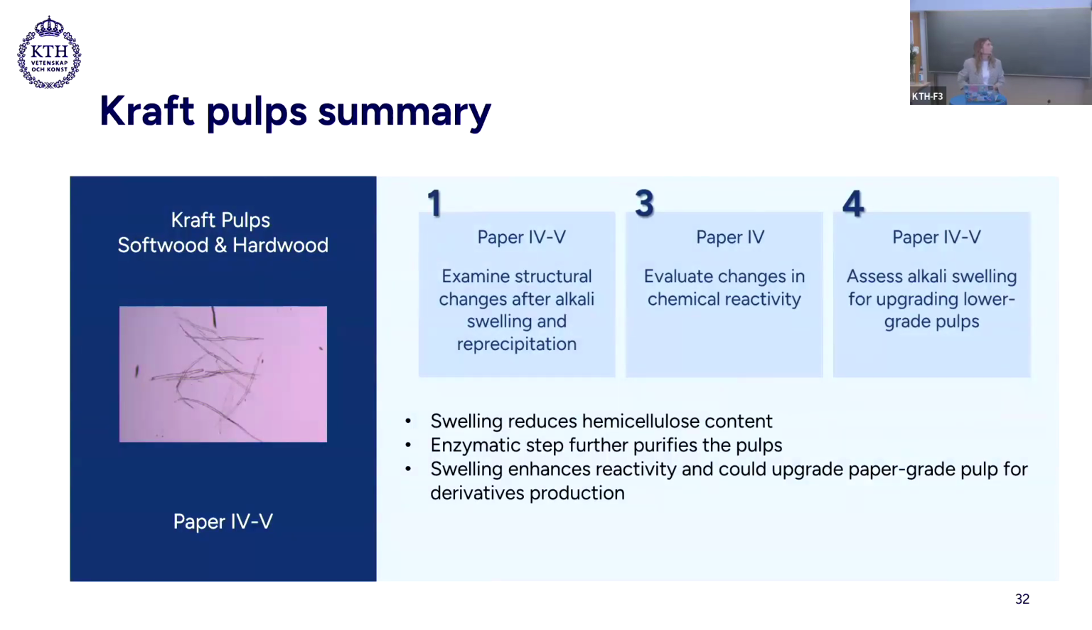So to conclude about the kraft pulps, also targeting my objectives 1, 3, and 4, we could see that swelling can reduce the hemicellulose content. And if we further add an enzymatic purification step, we can push it a bit more. And we also saw that swelling enhances the reactivity, and this could be a way to upgrade paper-grade pulps for future derivatives production.